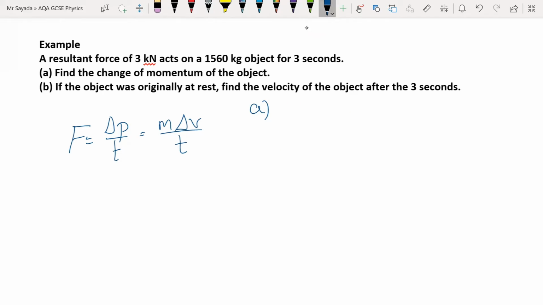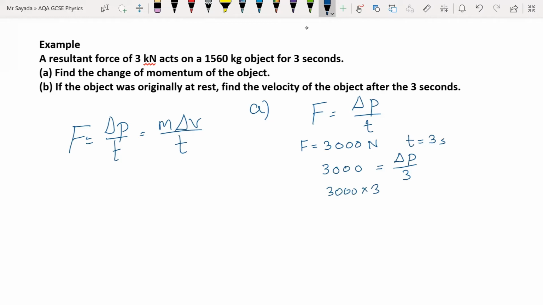So we've got force equals change in momentum over time. Here we have a force of 3 kilonewtons. What's that in newtons? Say your answer to the video. That's 3,000 newtons. We have a change in momentum which we don't know. And what's the time here? 3 seconds. So let's substitute those numbers into the equation. Force, 3,000, equals change in momentum over time. Let's rearrange: 3,000 times 3 equals the change in momentum. So the change in momentum is 9,000.